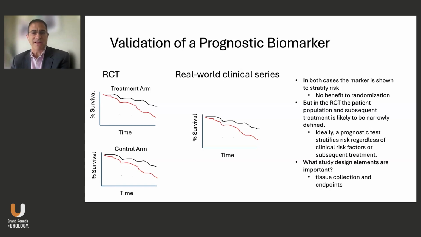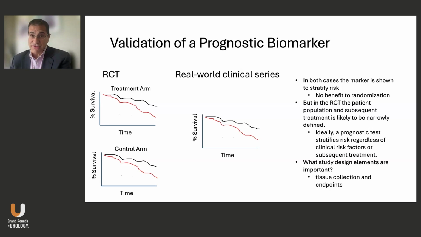subsequent treatment is likely to be narrowly defined to fit the aims of the RCT. But ideally, you would like your prognostic test to stratify risk regardless of the clinical risk factors of your patients or the subsequent treatment decisions. That is, in fact, how you use a prognostic marker. So I would argue, given that the study was well designed, that the validation is more important in the real world clinical series.